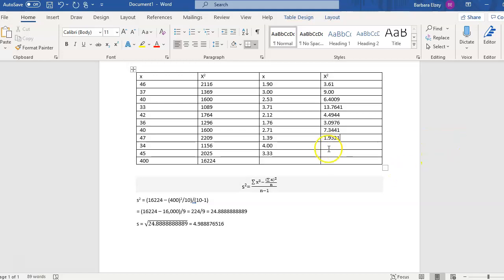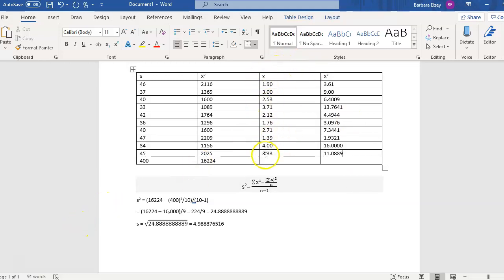4 squared is going to give us 16. And then 3.3 squared, and we get 11.0889. Now notice as I did every single one of these calculations, I kept all of their decimal places, and we want to do that. We don't want to lose those decimal places.